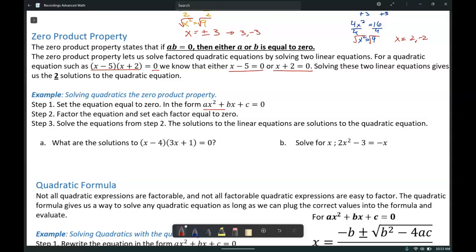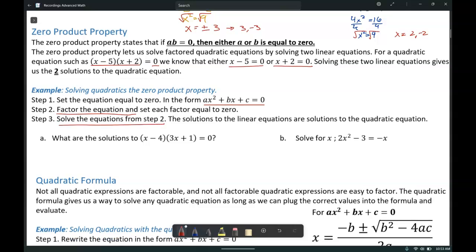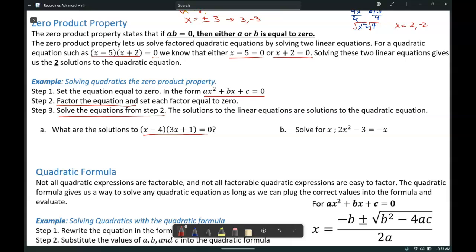If it's not already factored, we get our quadratic in standard form, we factor it and set each equation to 0, and then we solve each one to find our two solutions. This quadratic is already in factored form, and it's set equal to 0, so we can go ahead and set both of these equal to 0 and solve. So we get our two solutions that x equals 4 and negative 1/3.